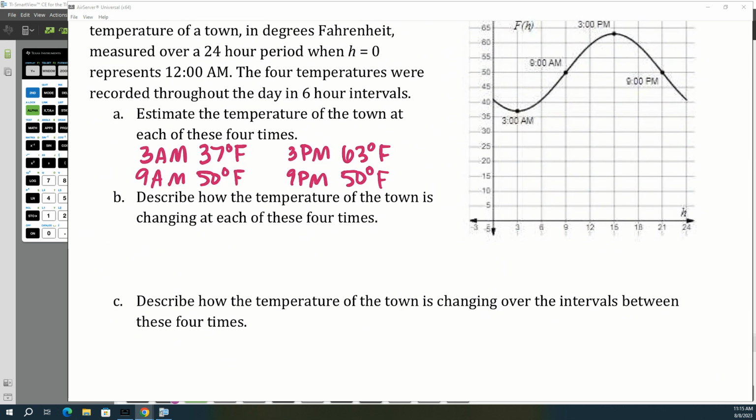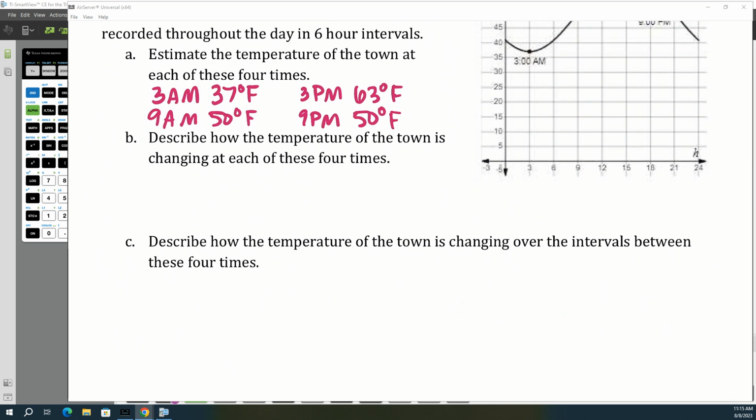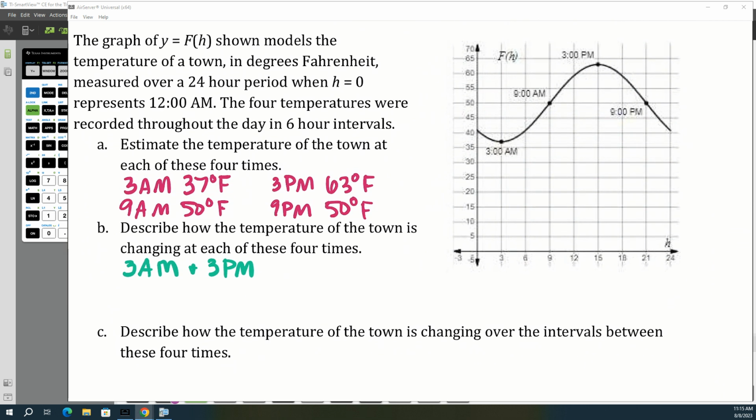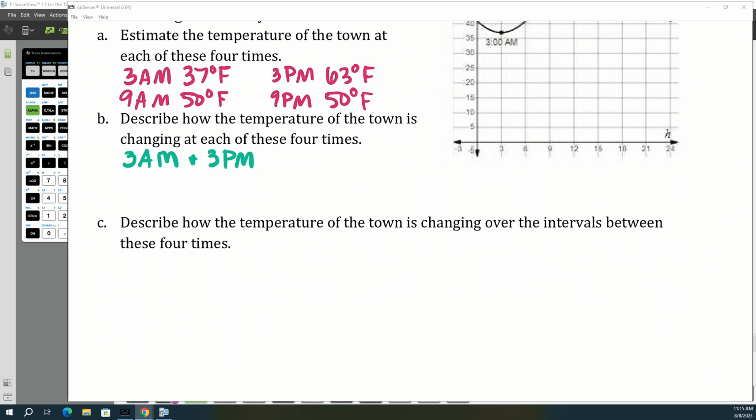So let's start with the peaks and troughs. I'm just going to group them together because the same thing's happening. Our peak and trough are at 3 a.m. and 3 p.m. How's the temperature changing at those times? Not at the peaks and troughs, what's the rate of change? It's 0. So because the rate of change is 0, they're not changing. So the temperature is not changing.